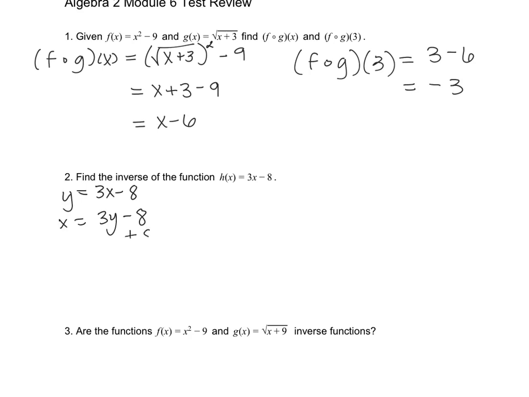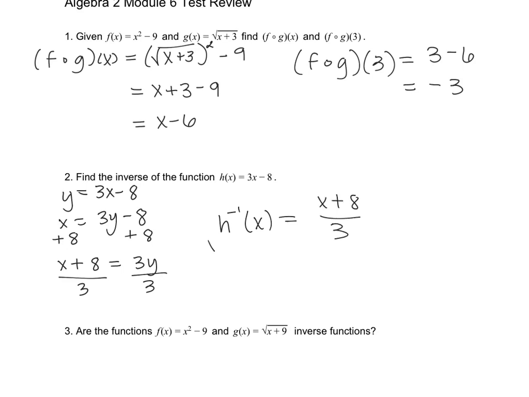So my first step is going to be to add 8 to both sides, so we get x plus 8 equals 3y. Then we're going to divide both sides by 3. So my inverse function, h inverse of x, is going to equal x plus 8 all over 3.